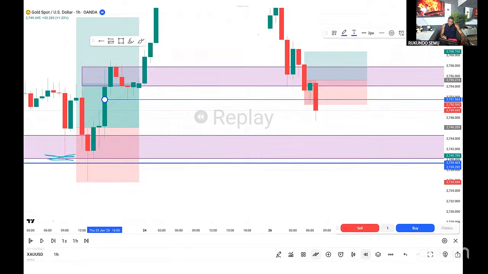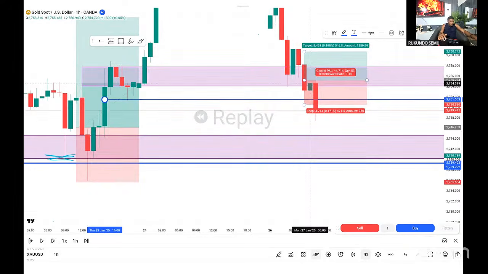Because remember, we enter when they start breaking the highs of this candle. That is the reasons why I always tell you, always wait, always enter when they start breaking the highs of the candle. When they are breaking the highs of the candle.